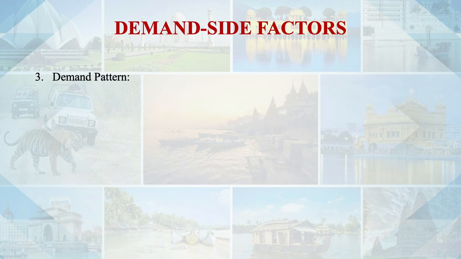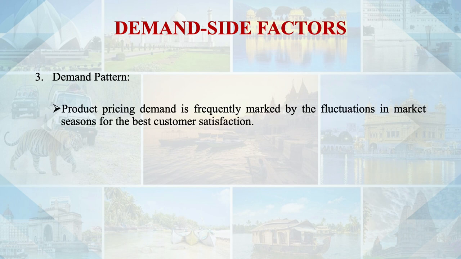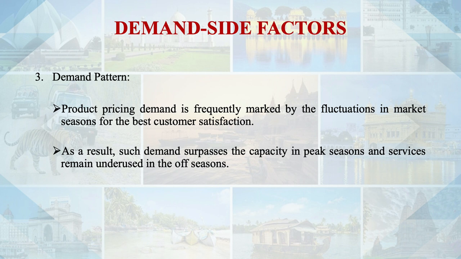The next such factor is demand pattern. Product pricing demand is frequently marked by the fluctuations in market seasons for the best customer satisfactions. As a result, such demand surpasses the capacity in peak seasons and services.